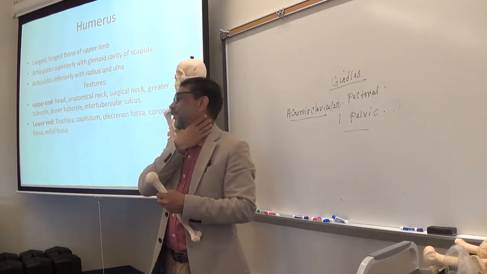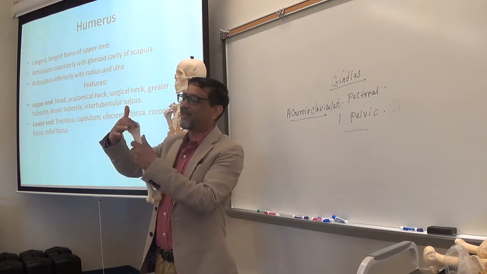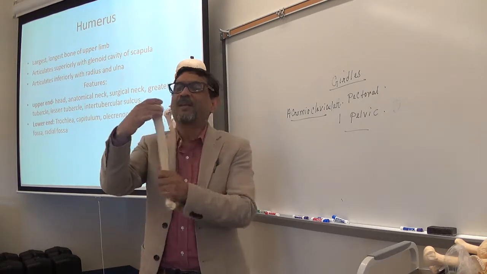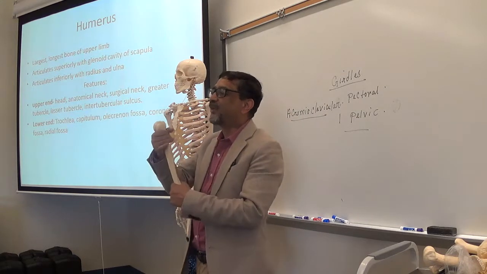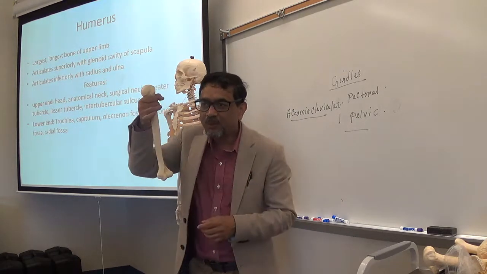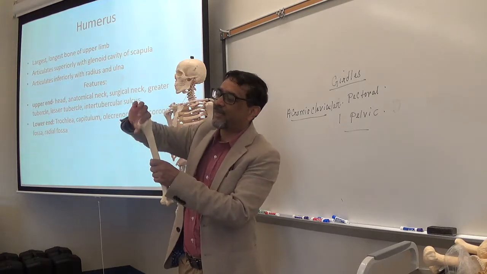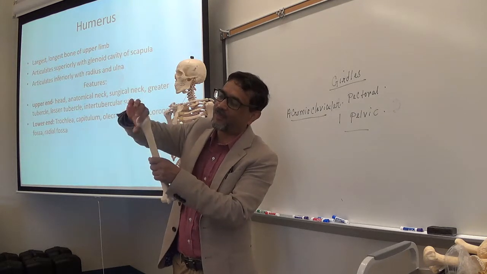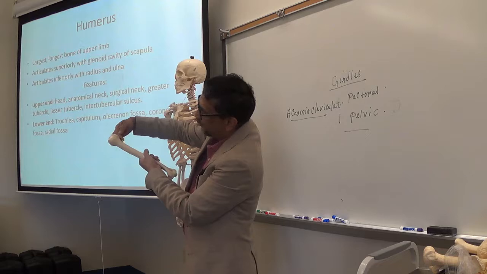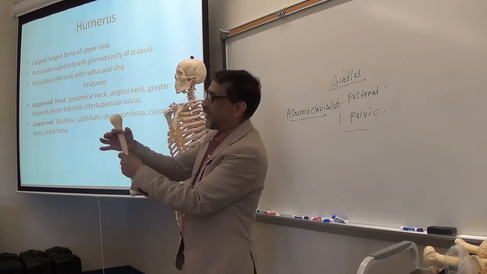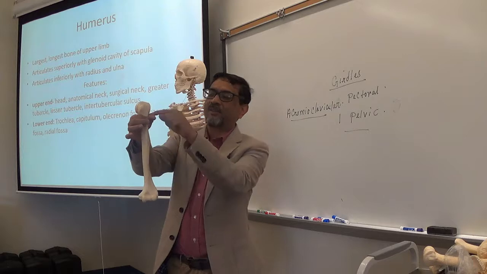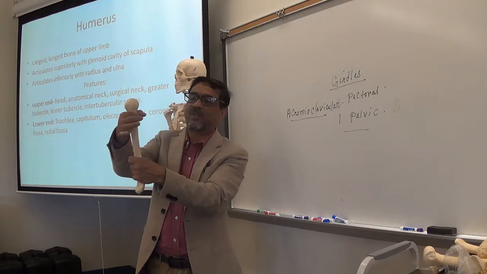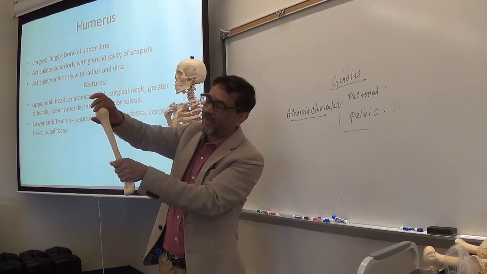Around the head you have what? This is the neck, right? So around the head you have neck. Now, this bone has two necks. One is called the anatomical neck, just around the head. So this is the anatomical neck here. And where the upper end joins the shaft, that is called the surgical neck. So this is the surgical neck, and around the head is the anatomical neck.